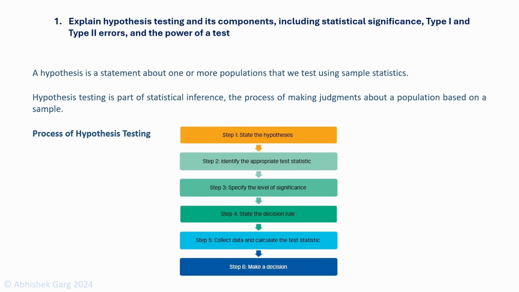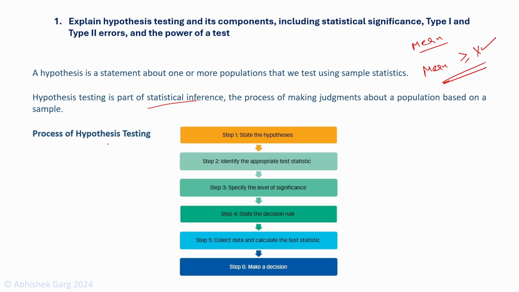A hypothesis is a statement about one or more populations that we test using sample statistics. For example, suppose you are concerned with the mean of a population. So your hypothesis will be that the mean of this population is greater than or equal to some amount, let's say x. So this is your hypothesis. You need to test whether this hypothesis is correct or not. So that is called hypothesis testing. Hypothesis testing is a part of statistical inference, the process of making judgments about a population based on a sample.